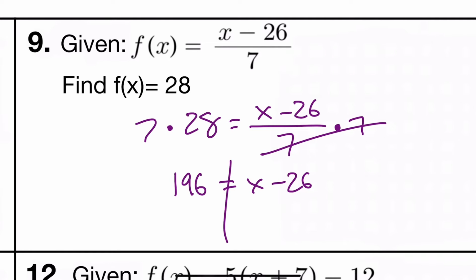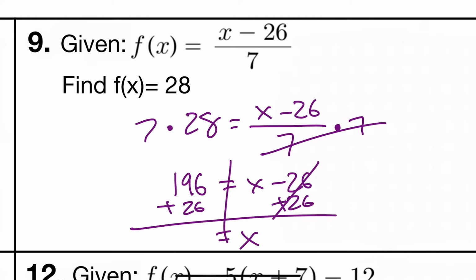Okay, still want x by itself here, so I'm going to add 26. That's gone, so we get x is equal to 196 plus 26. That is 222. And that's our answer.